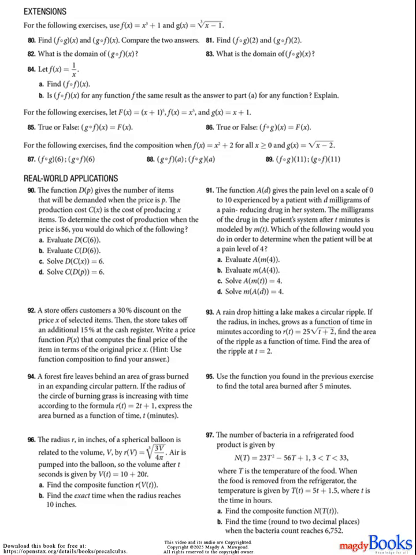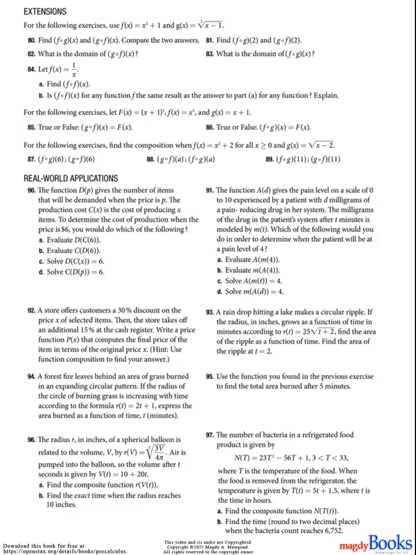F. Real-world applications. 90. The function D(p) gives the number of items that will be demanded when the price is p. The production cost C(x) is the cost of producing x items. To determine the cost of production when the price is $6, you would do which of the following? A. Evaluate C(6). B. Evaluate C(D(6)). C. Solve D(C(x)) = 6. D. Solve C(D(p)) = 6.